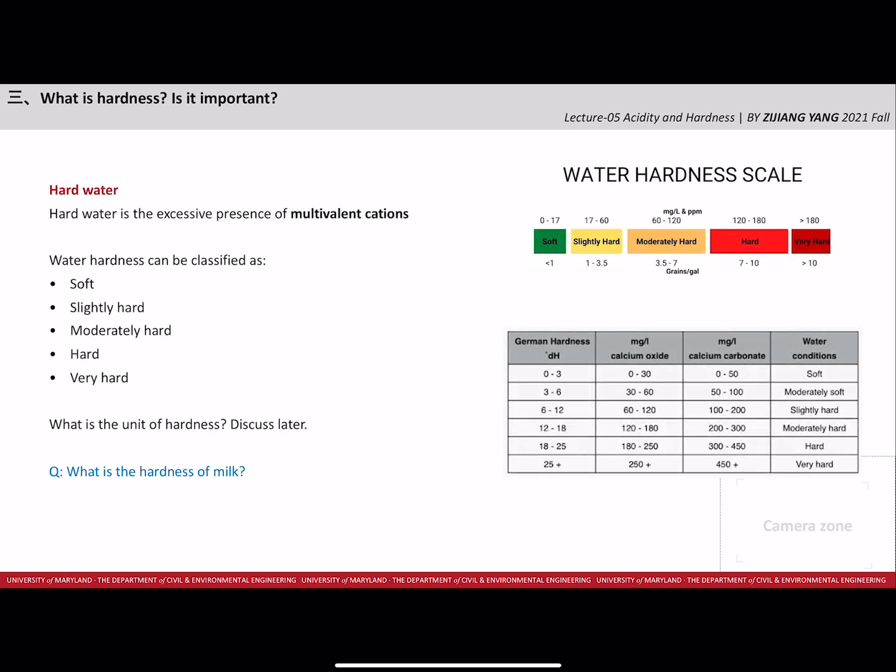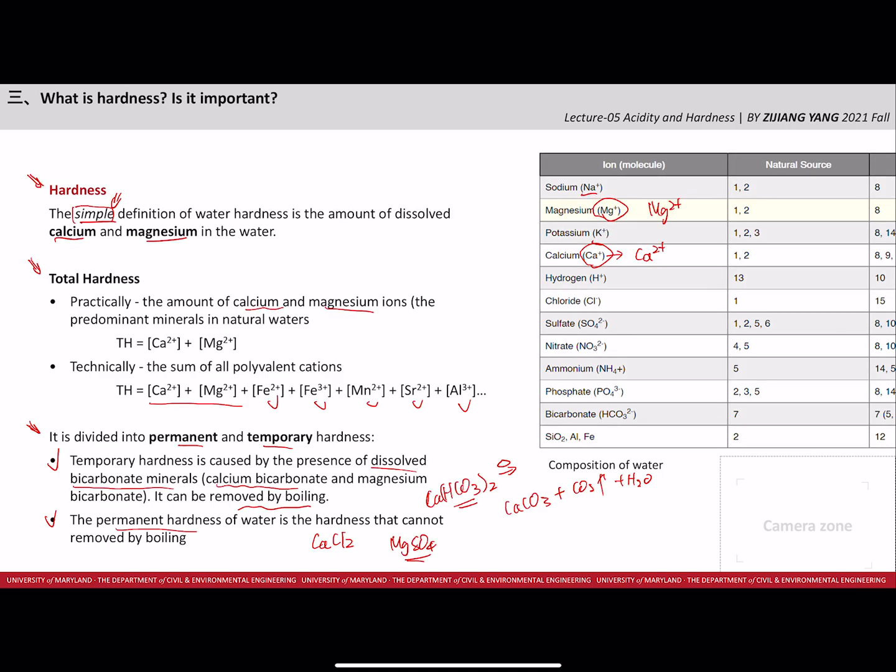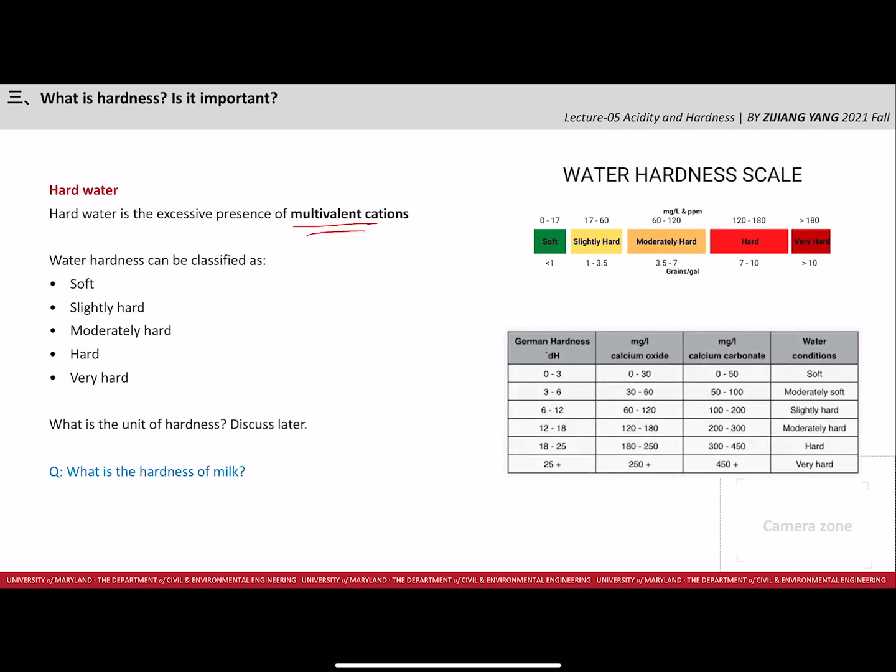So let's look at the hard water. I didn't mention one important concept: the hardness only counts for the multivalent cations. So when we go back, we can see that we have sodium, we have potassium, but they did not count as hardness because they only have one charge. So we only count the hardness when the charge is greater or equal to 2.